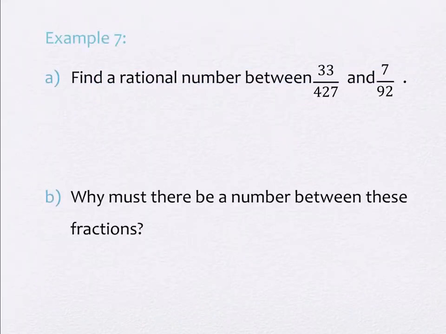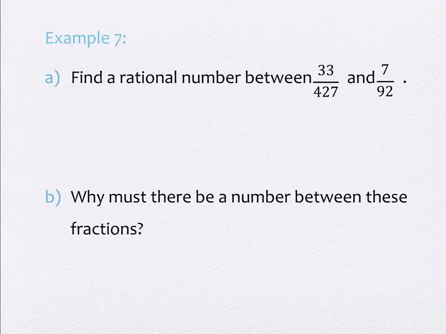So the first thing I'd like for you to do is take your calculator and put in 33 over 427, and then hit enter, and then put in 7 over 92 and hit enter. I just want you to look at the comparison in terms of a decimal and recognize these are close together numbers. They're not the same number, but they're awfully close together. So just key in both of them and take a look at their decimal expansion. You guys seeing what I mean?